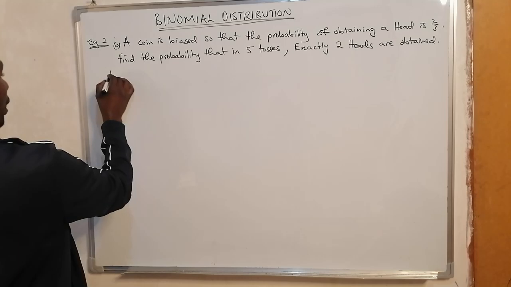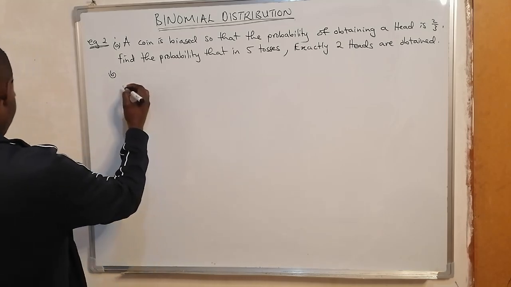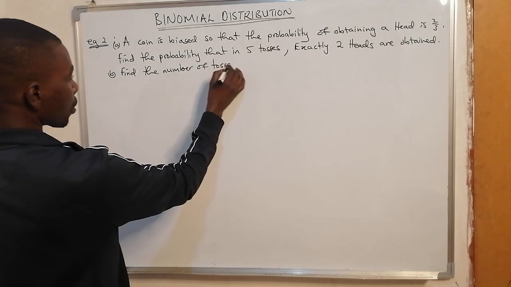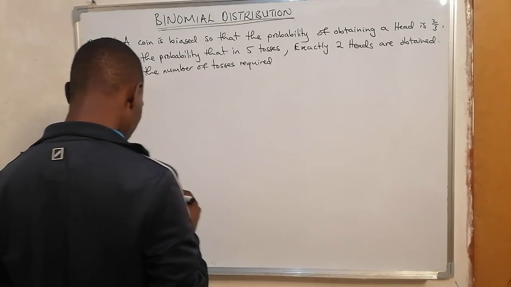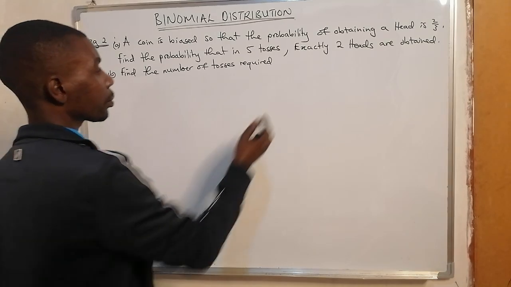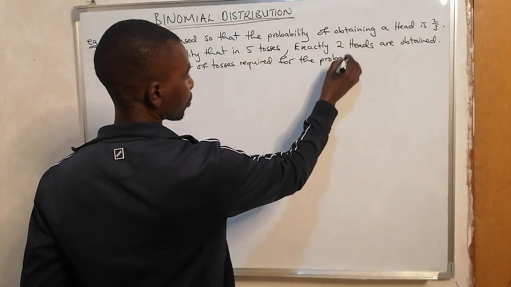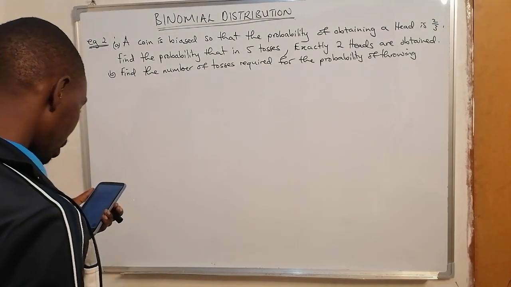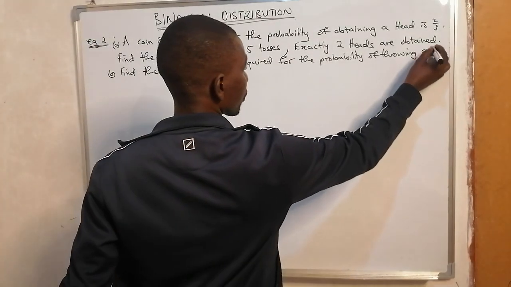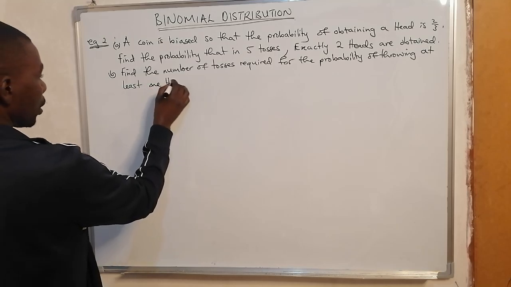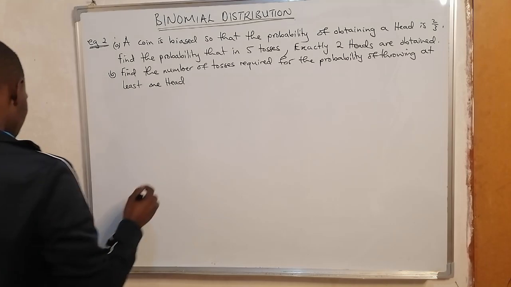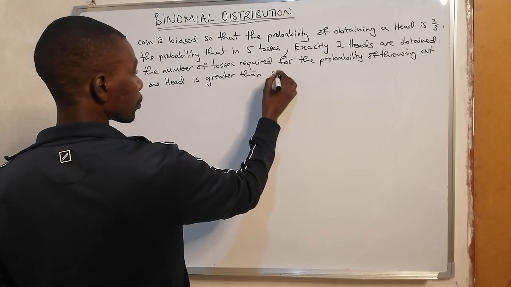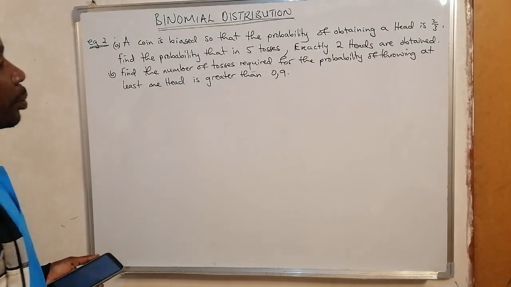That was part A. Then part B is saying find the number of tosses required for the probability of throwing at least 1 head to be greater than 0.9. Right, this is a typical Cambridge exam question.